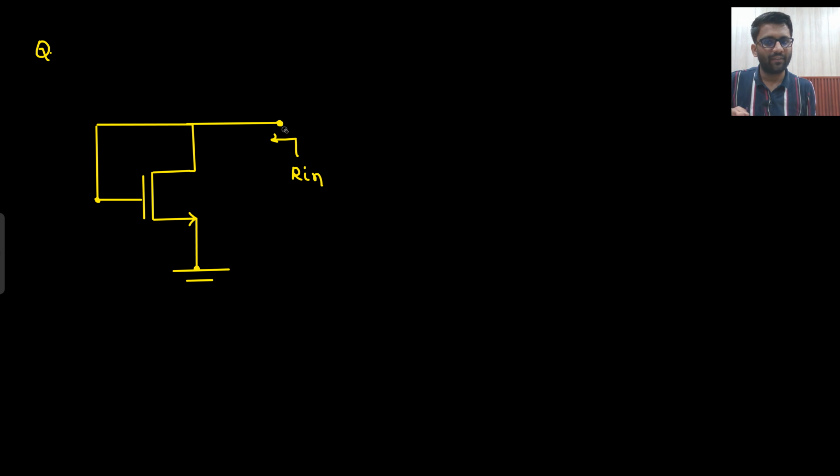Same thing we need to do: apply Vin, get Iin out of it. The target is Vin by Iin. So now get the relation of Iin in terms of the known factors. Try doing it. So how will we solve it? What are we going to do? Apply Vin, get Iin out of it. What will be your Rin?